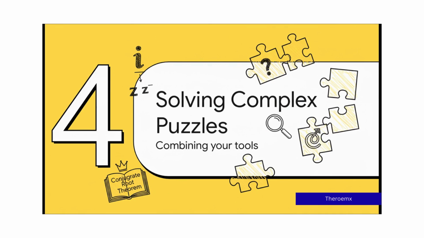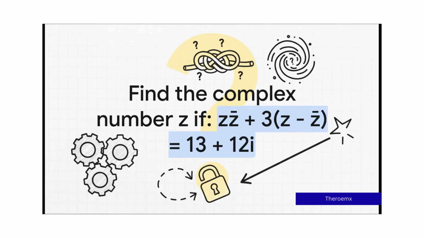Okay, here we are, the final section. We've built up our toolbox. We've got i, we've got the conjugate, we have the conjugate root theorem. Now, let's see how they all work together to solve a problem that, at first glance, looks like a real monster. So take a look at this thing.